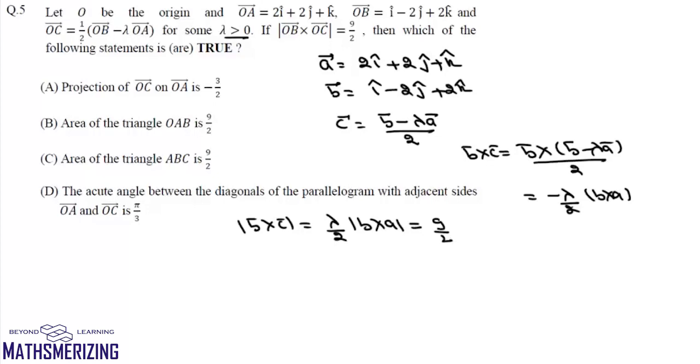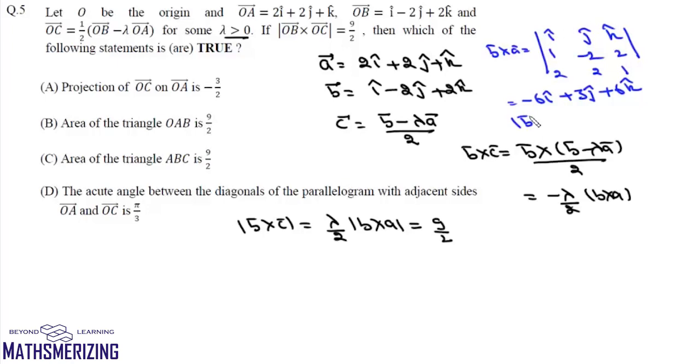Now first we need to find B cross A. Now this B cross A will be this determinant of i, j, k. Now B is 1, minus 2, 2, and A is 2, 2, and 1. So if we expand it, we'll get minus 2, minus 4. So there will be minus 6i plus 3j plus 6k. So mod of B cross A will be 3 into 3, and there will be 9. So value of mod of B cross A is 9.